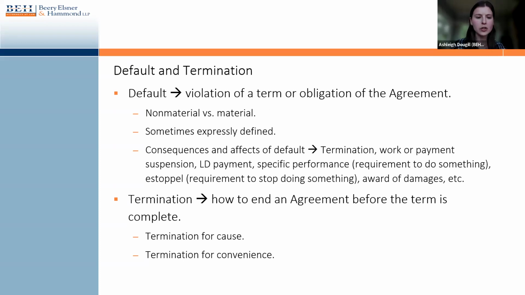Usually there are notice provisions associated with termination, either for cause or convenience. Usually for cause, you must provide advance notice to the party that is in breach and allow them an opportunity to cure before you actually walk away. And termination for convenience, usually there is also some sort of advance notice before you're allowed to walk away.